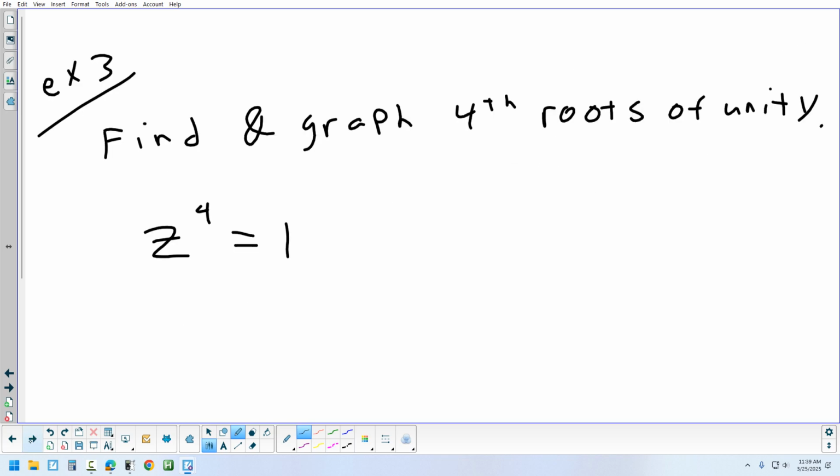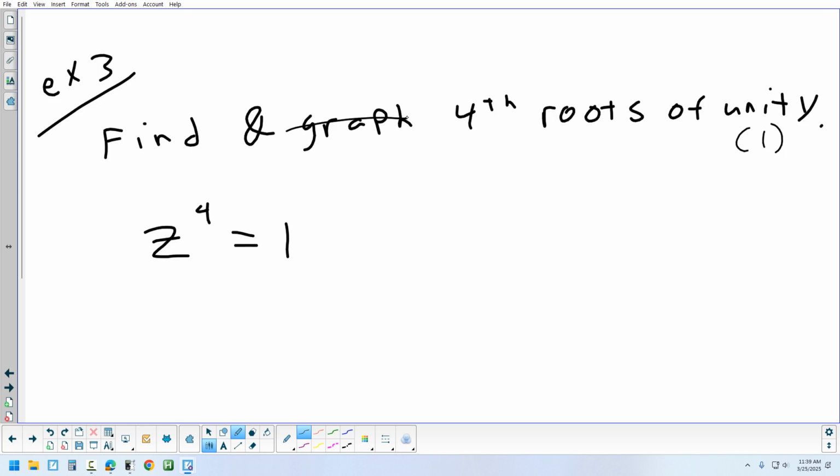So let's try this one. In this problem, they want us to find, we're not going to graph. We're going to find the fourth roots of 1. So what times itself 4 times gives you 1?